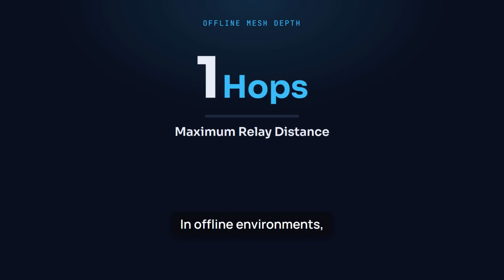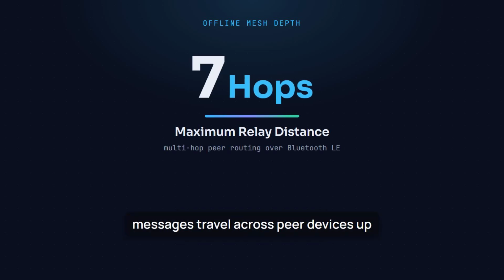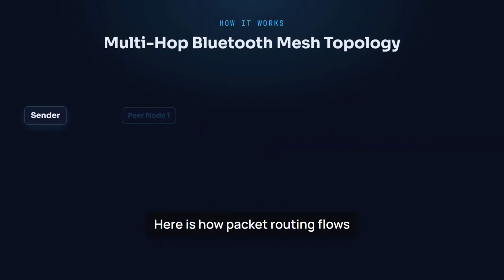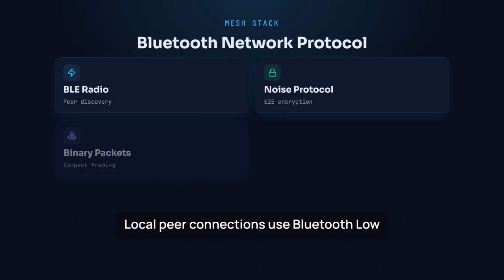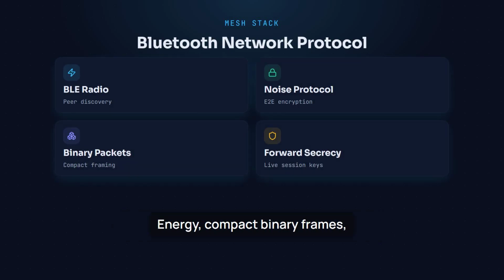In offline environments, messages travel across peer devices up to a maximum depth of 7 hops. Here is how packet routing flows through nearby node relays without touching an internet gateway. Local peer connections use Bluetooth Low Energy, compact binary frames, and noise protocol encryption.